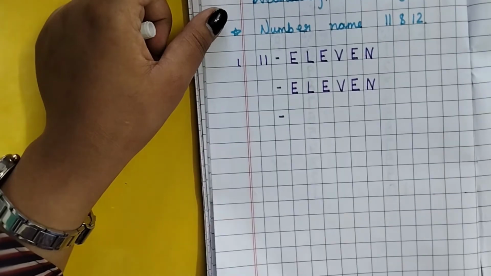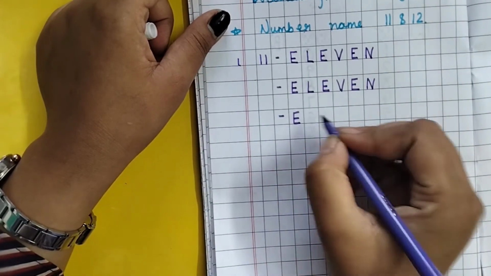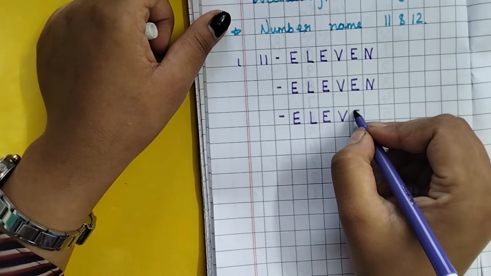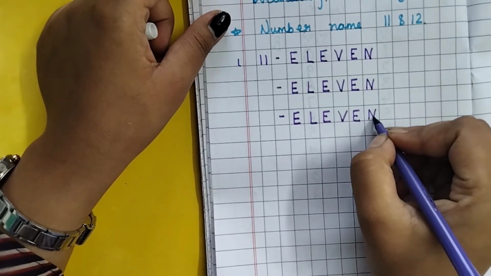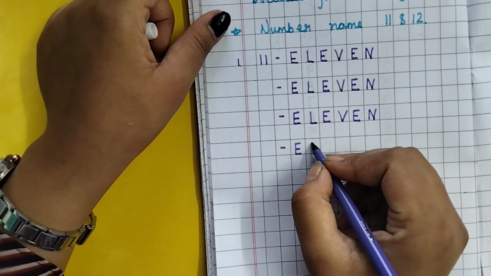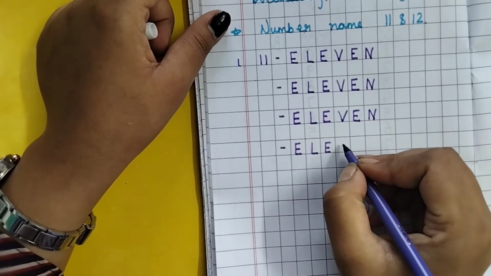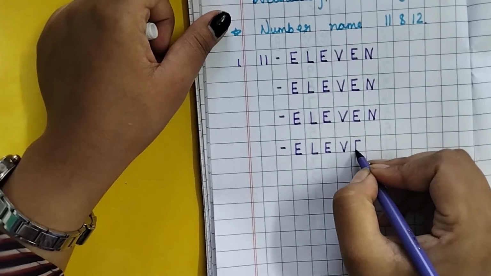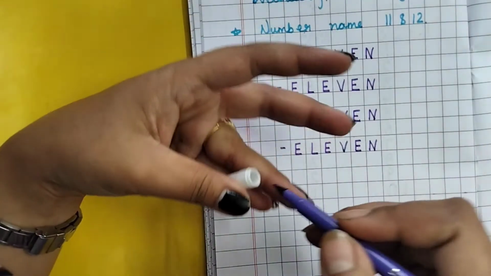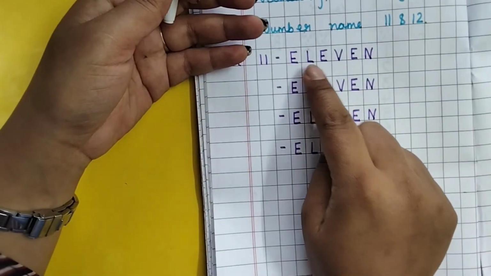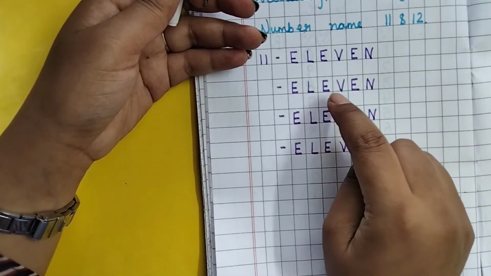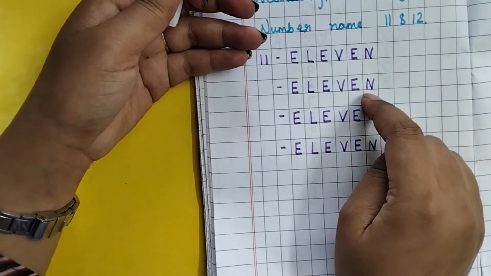Repeat. All of you say E, L, E, V, E, N, 11. E L E V E N, 11.